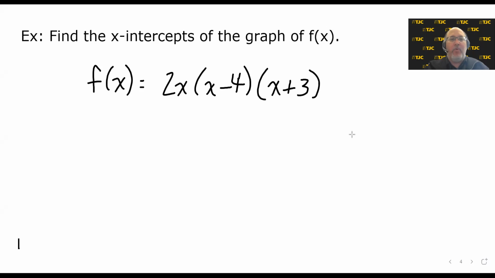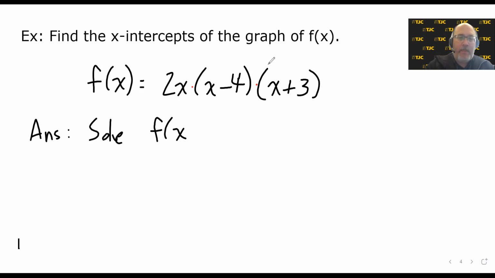For our first example, we'll find the x-intercepts of the graph of f of x, where f of x equals 2x times x minus 4 times x plus 3. Notice that this function is already factored. In other words, already written as a multiplication problem. It's 2x times x minus 4 times x plus 3. And to find the x-intercepts, we have to find the zeros of the function. So in other words, we have to solve f of x is equal to 0.